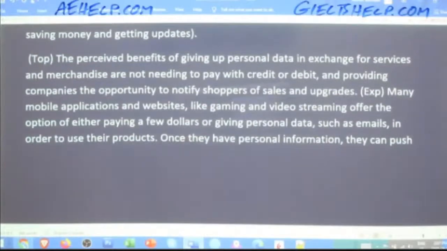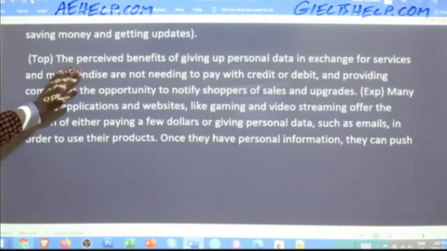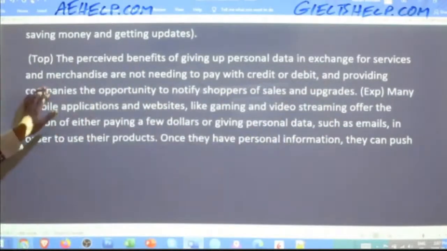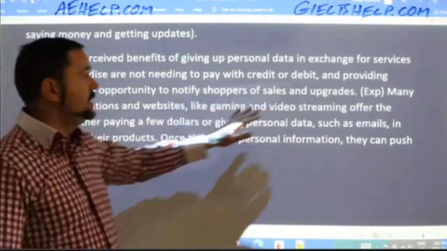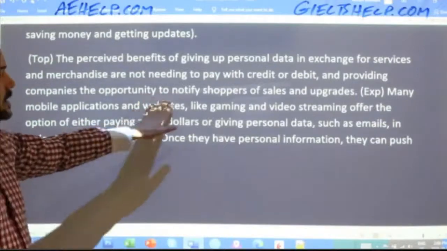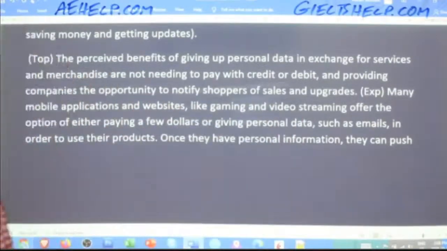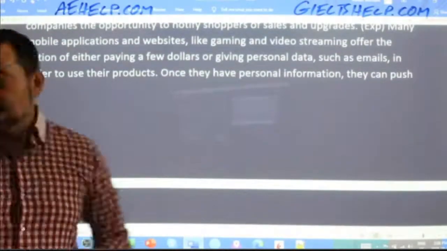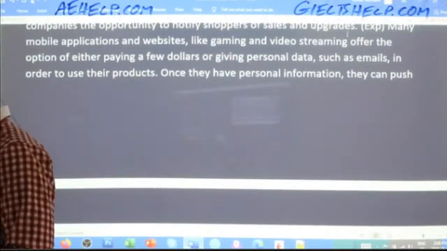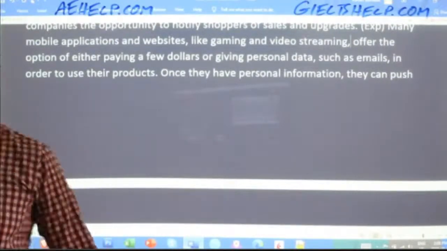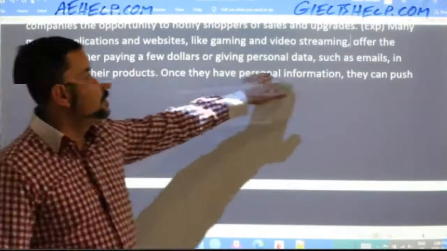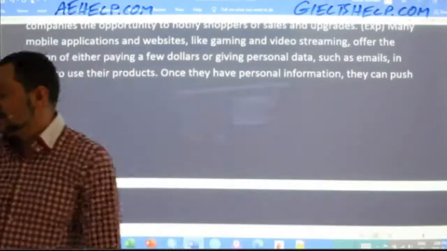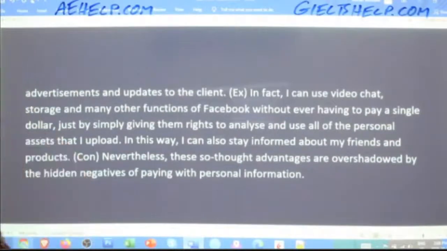I'm going to review it just once quickly and then move on to body paragraph 2. So the perceived benefits of giving up personal data in exchange for services and merchandise are not needing to pay with credit or debit and providing companies the opportunity to notify shoppers of sales and upgrades. Many mobile applications and websites like gaming and video streaming offer, let's fix that a little bit, it's an additive clause, offer the option of either paying a few dollars or giving personal data, such as emails, in order to use their products. Once they have personal information, they can push advertisements and updates to the client.